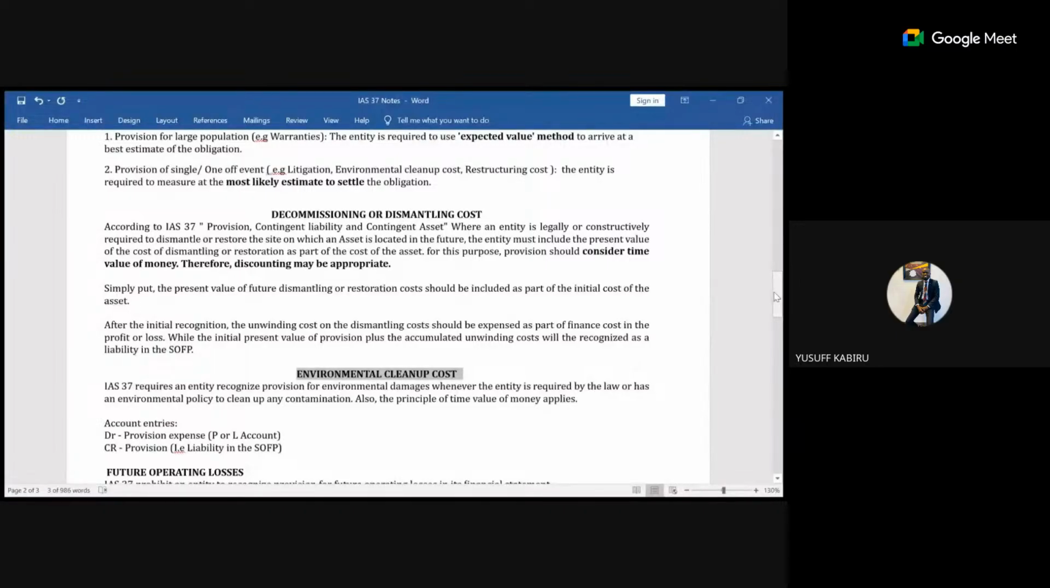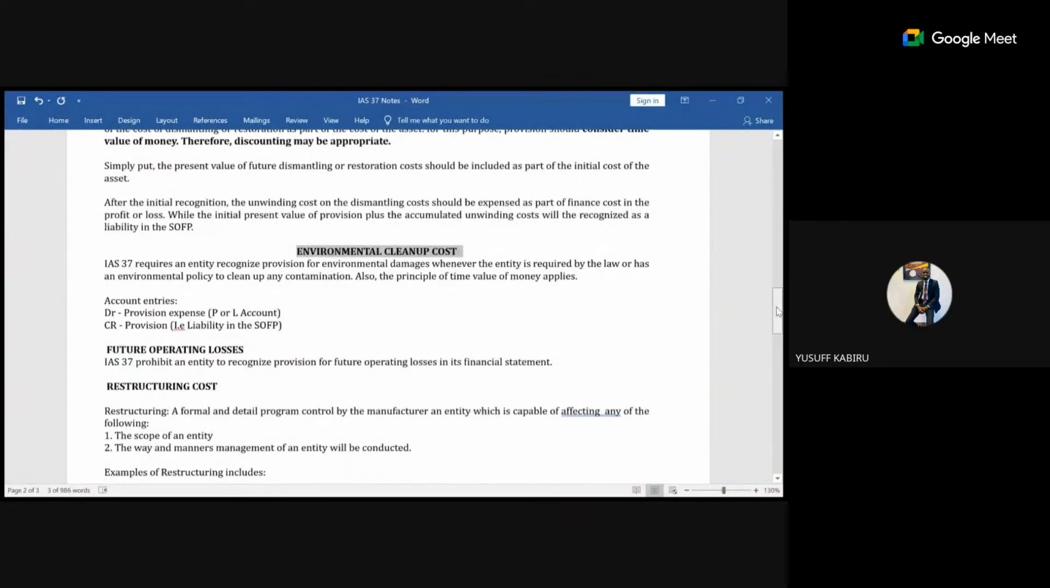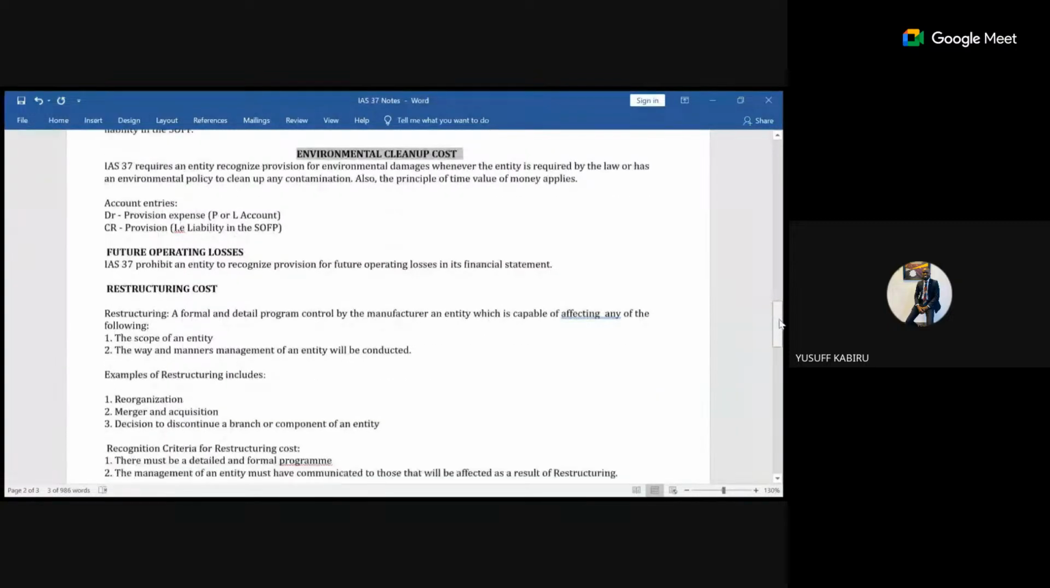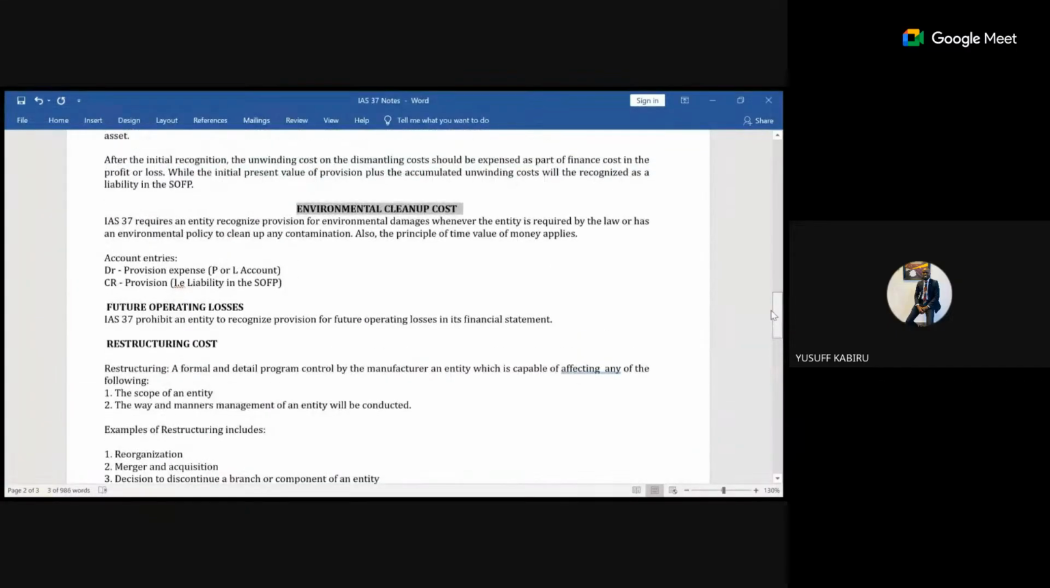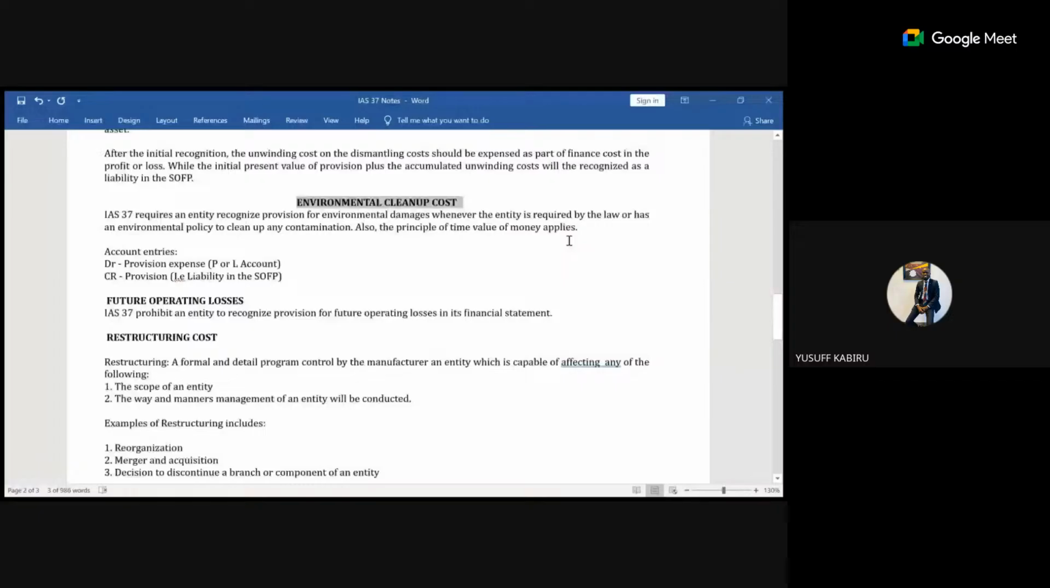So another thing that the standard talks about is future operating losses. So what is future operating losses? As a result of an organization making losses every year, we are making loss, we are making loss. Now we think, since we know that we will make loss, let's make provision for it.